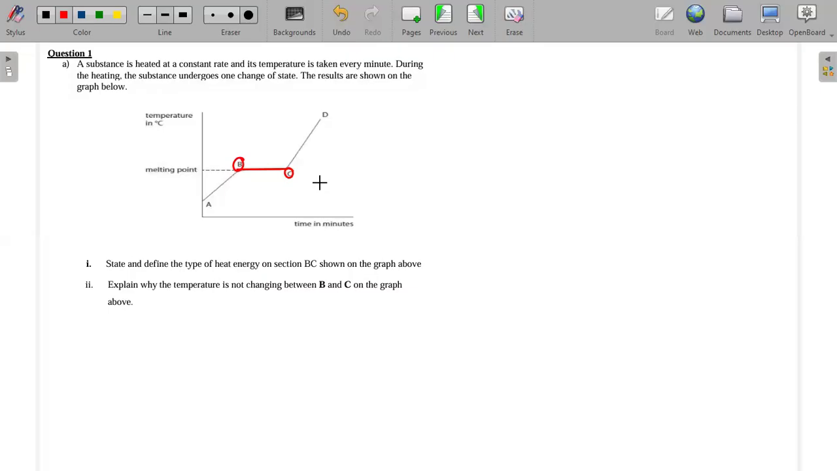If it's water, we all know that happens at 0 degrees Celsius. So they want us to state the type of heat energy on section BC. So what type of heat energy? It's the energy that is breaking down the bonds in the solid to turn it into a liquid. And what's the name that we give this energy? We call it the latent heat of fusion. So part one, this is latent heat of fusion.